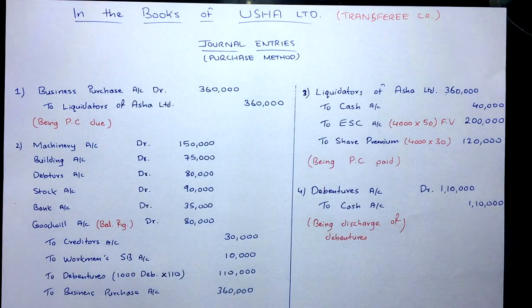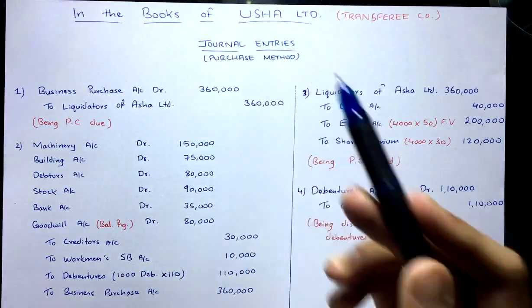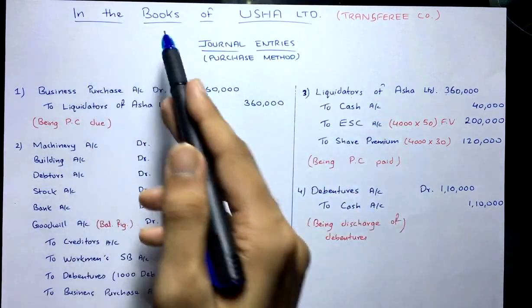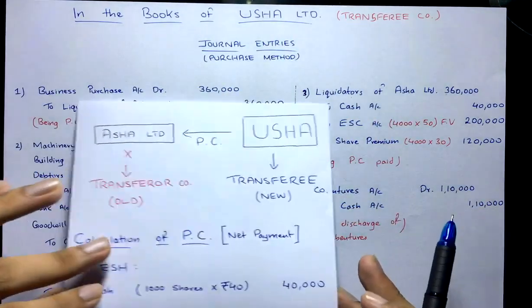Simple. So now let's start. See here, the first journal entry that you have to pass is the business purchase entry. You have purchased the company. Now here you have to think from the point of view of Usha, because you are passing the journal entries in the books of Usha Limited, right? So you are an accountant of Usha.